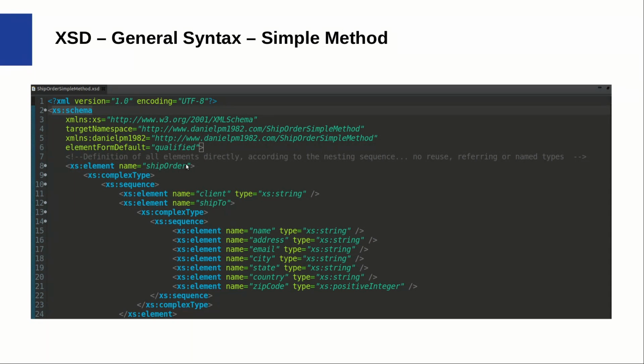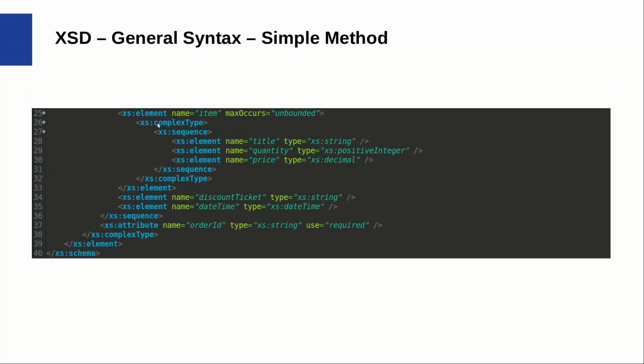So you first open the ship order, then you start declaring all the complex elements with all the simple elements inside those complex elements. Here's another complex element, also inside the future root element. Some more simple elements here, the attribute, and then you close the one and only global element, which will be the future root element of the XML instances. And lastly, you close the schema element tag.